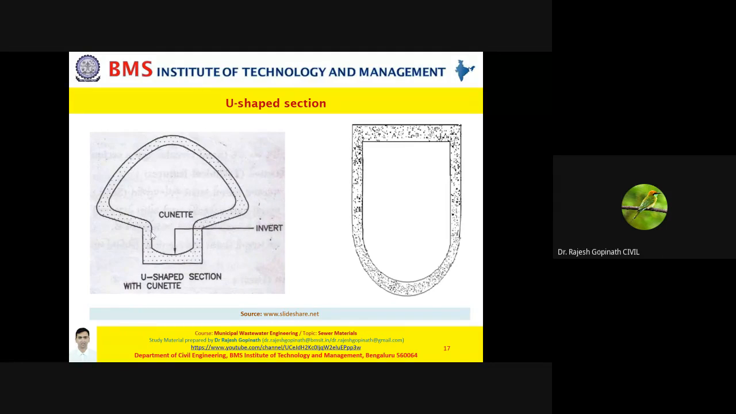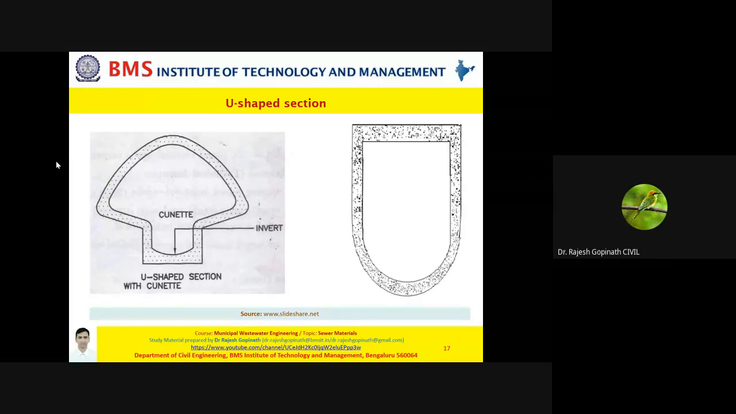Now please understand, when you speak about these inverts, these invert trenches may be flat, or they may be smooth. As you can see, they can also be semicircular. So the bottom of the invert can be semicircular or flat. Typically the sides that you see are generally vertical, and the top may be flat or arced. That means, here you can see the top is flat, but here the top is arced. So this is a typical depiction of a U-shaped section.